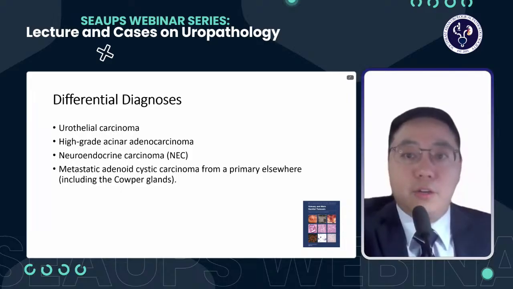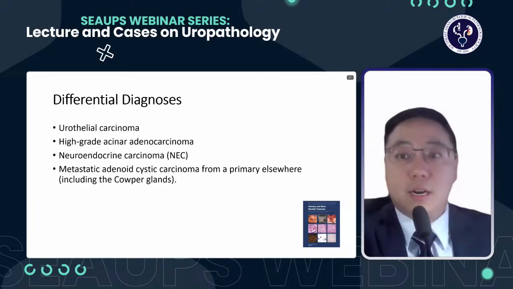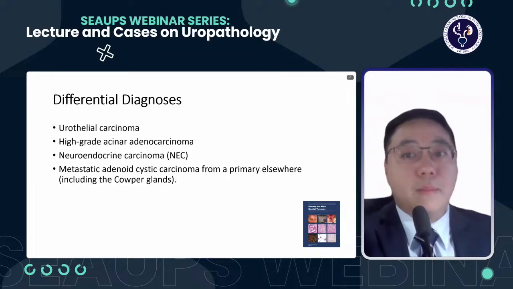Several important differential diagnoses should be considered, including urothelial carcinoma, high-grade acinar adenocarcinoma, neuroendocrine carcinoma, or metastatic adenoid cystic carcinoma from a primary area, including the Cowper gland.